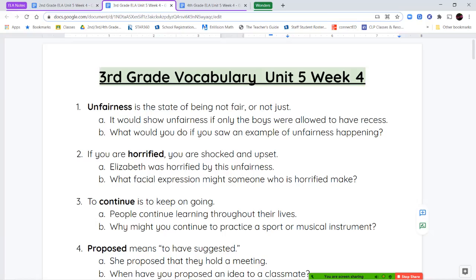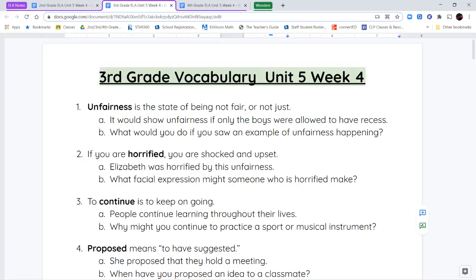We're going to start with our vocabulary words. The first word is unfairness. Unfairness is the state of something being not fair or not just. It would show unfairness if only the boys were allowed to have recess.